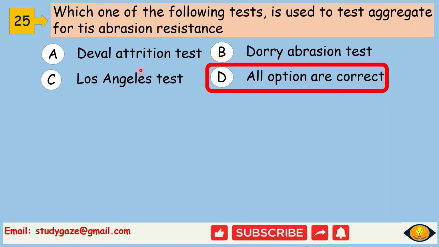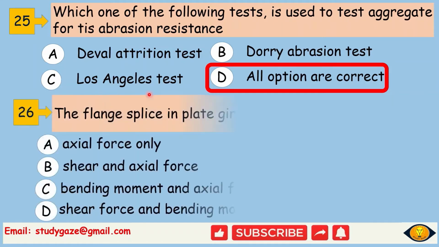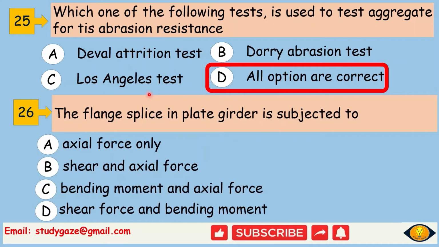So the correct option is all options are correct. It is the deval attrition test, Dorry abrasion test, and Los Angeles test. All are correct options. Next, the flange splice in a plate girder is subjected to.